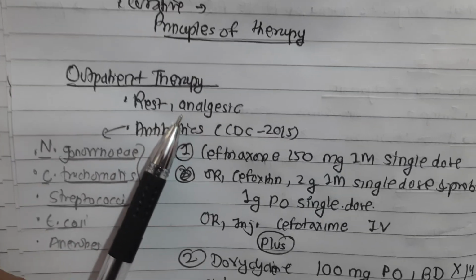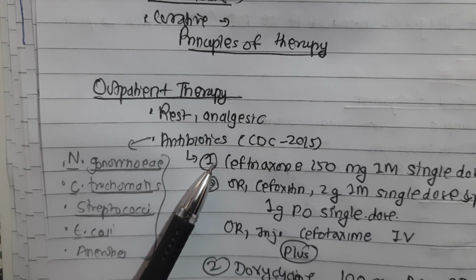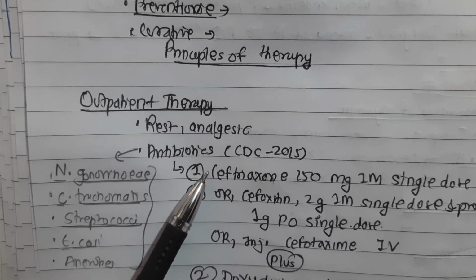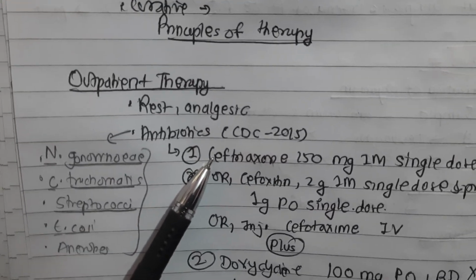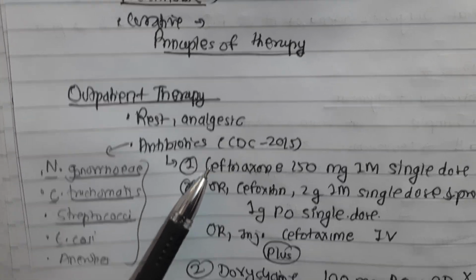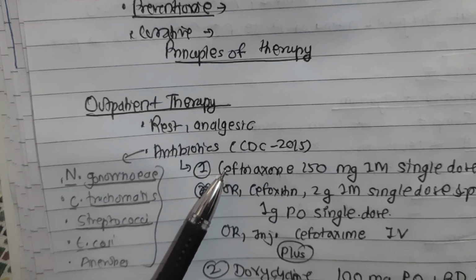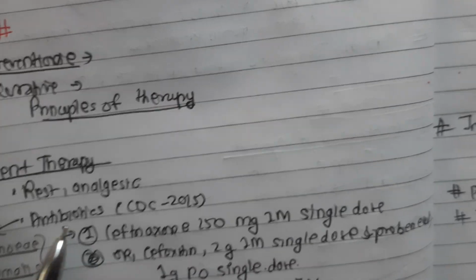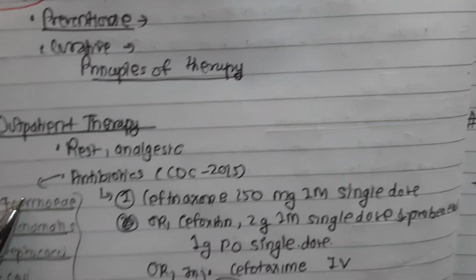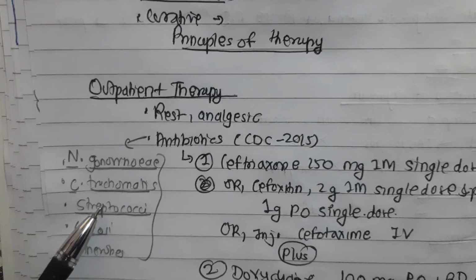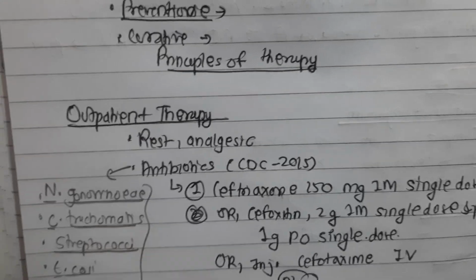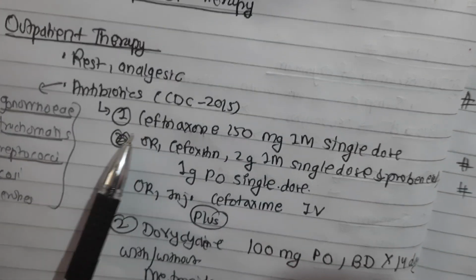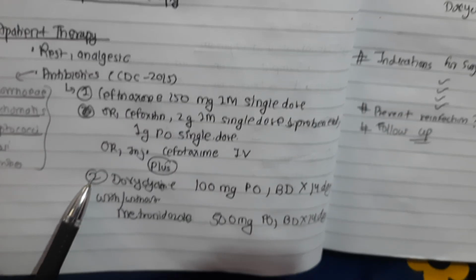And in the outpatient department, apart from adequate rest and analgesics, antibiotics are to be prescribed even before the microbiological report is available. So we should not wait for the microbiological report, but we should start antibiotics as soon as possible. And because infection is polymicrobial in nature, instead of a single antibiotic, we have to use a combination of antibiotics. The antimicrobial coverage should cover infections like Neisseria gonorrhoeae, Chlamydia trachomatis, streptococci, E. coli, and anaerobes. And the antibiotics which cover all these infections are usually this group of antibiotics.